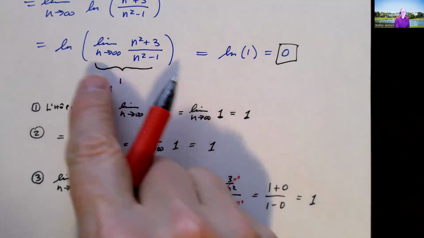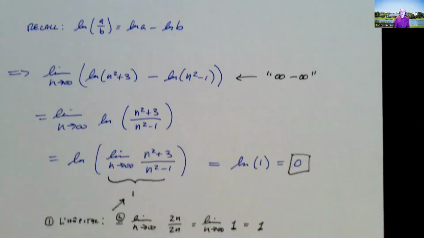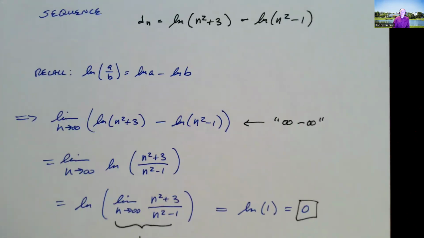And if this limit is 1, then what are we approaching? The natural log of 1, which is 0. So the limit of our sequence is 0, and the sequence converges.